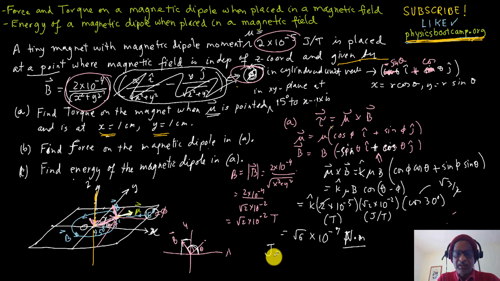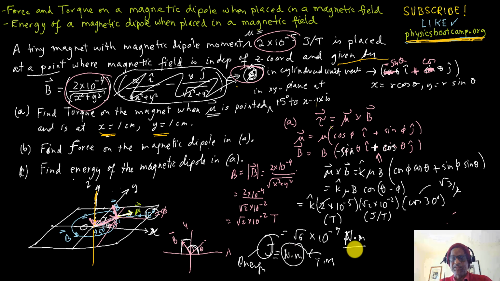Joule is the same as Newton times meter. We use this when we say torque. We use this when we talk about energy. So the same units, but we use different ones for different purposes. Okay, and this is in the direction of k hat.